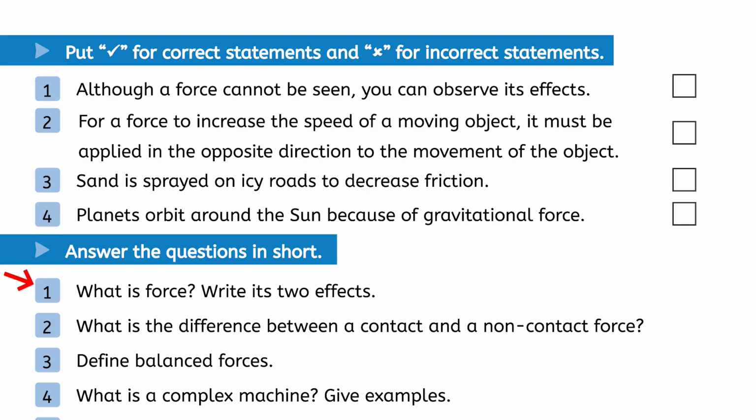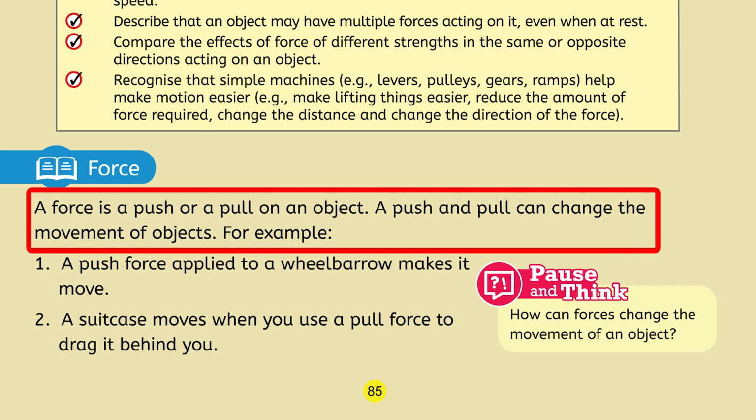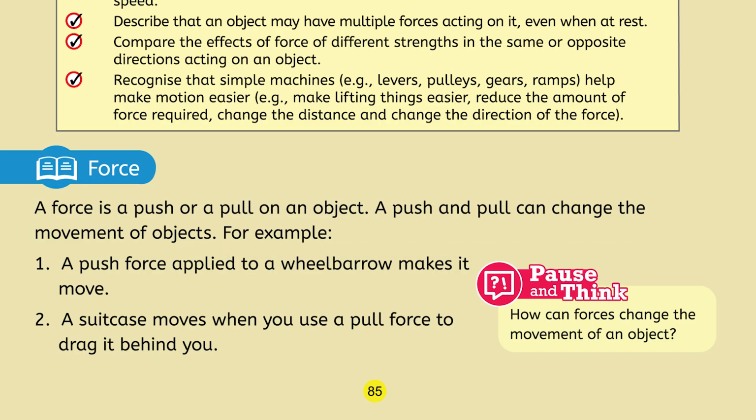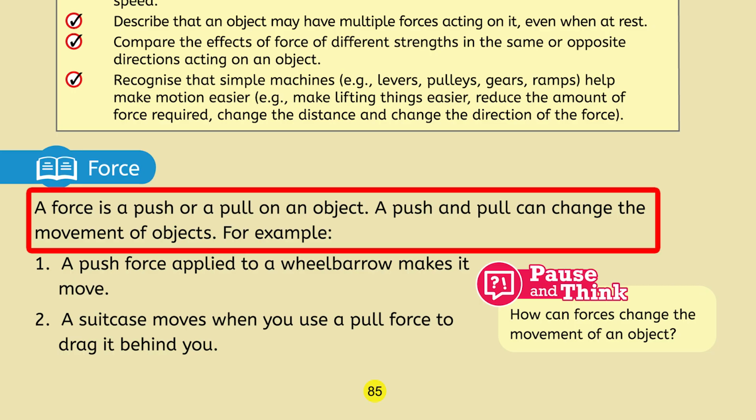Answer the questions in short. First, question number 1. What is a force? Write its two effects. And the answer is, a force is a push or a pull on an object. A push and pull can change the movement of object. Effects of force. Force can change the shape of an object. For example, we can stretch a rubber band to change its shape. Force can change the position of an object. For example, we can kick a football and change its position.